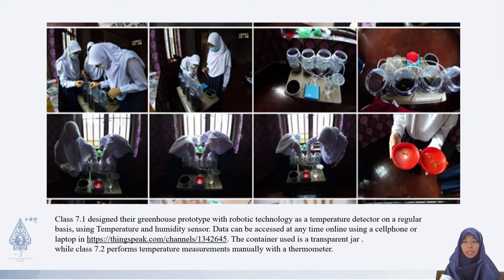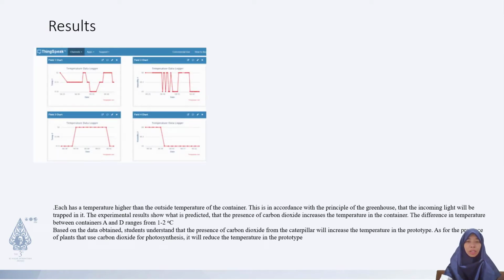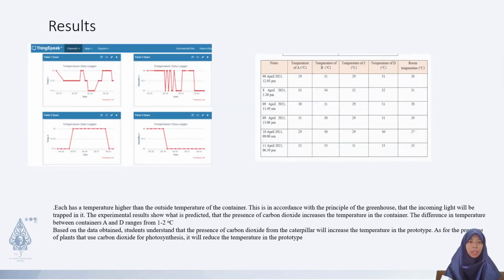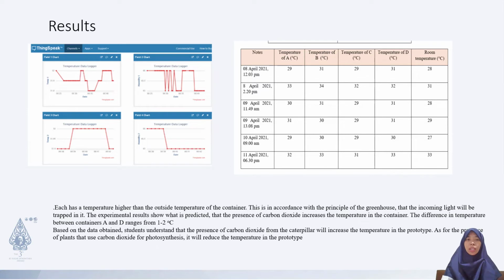The container used is a transparent jar, with temperature measurement done manually with thermometers. This is the result of the students' experiment. Each container has a temperature higher than the outside temperature of the container. This is in accordance with the principle of greenhouse gases, that incoming light will be trapped in it.